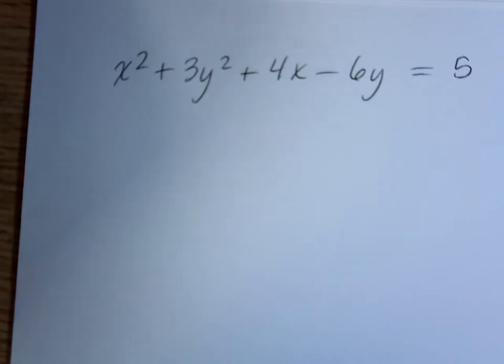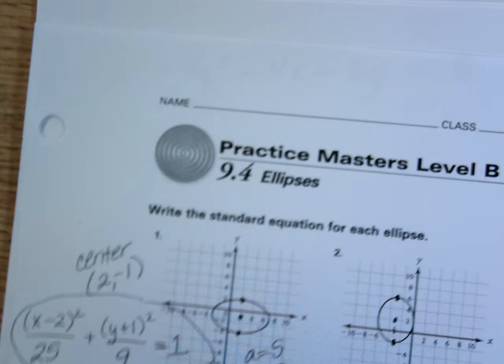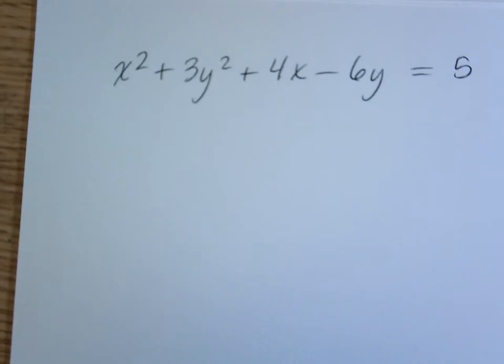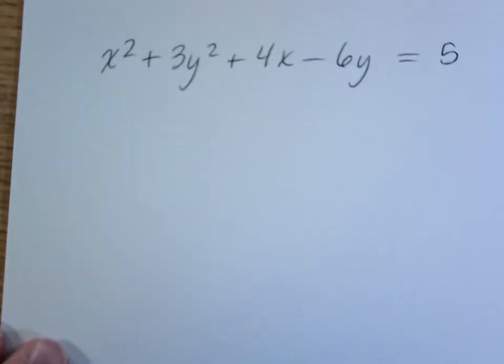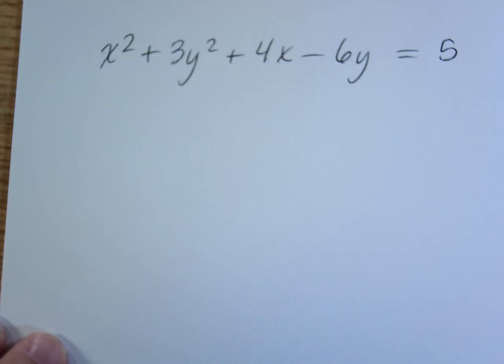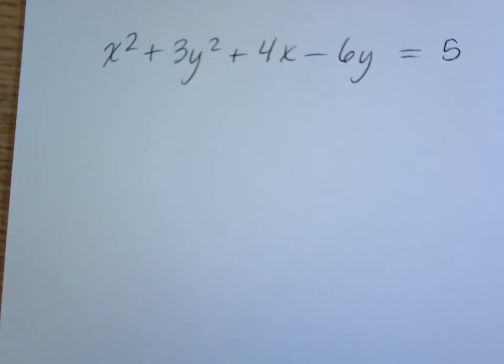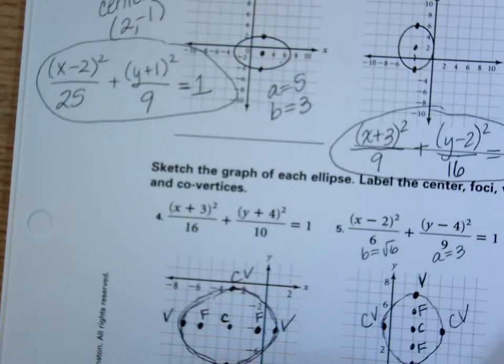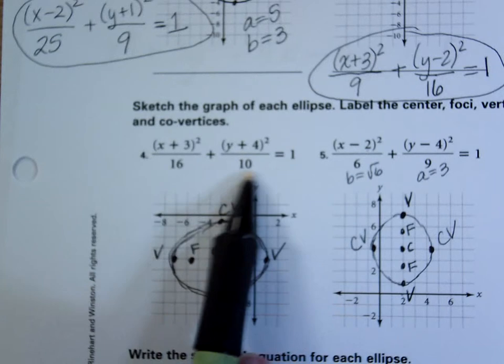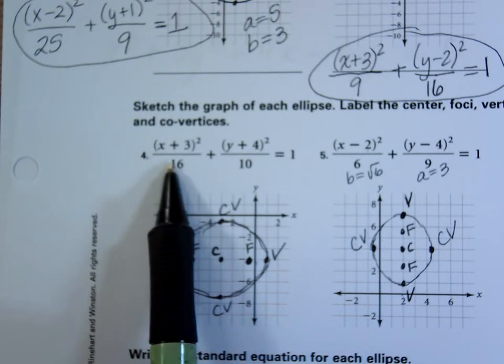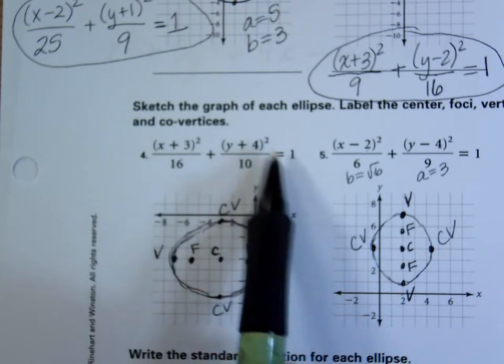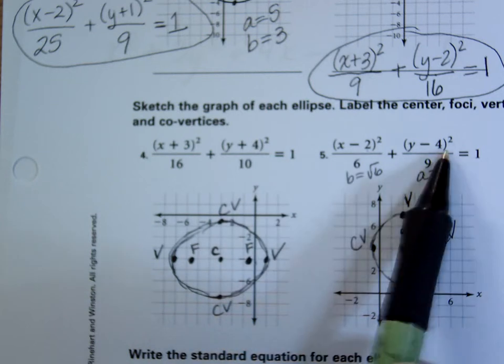All right, we are finishing up this worksheet, Practice Masters Level B, 9-4 ellipses, with problems 7 through 10. What we're doing here is writing the equation of an ellipse in standard form when it starts out not in standard form. Standard form looks like numbers 4, 5, and 6, the equations that are given to us. You've got the x's first, then you have the y's, and then equals 1 on all of these.